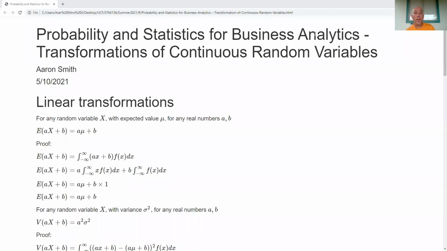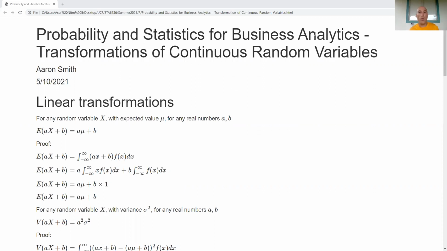Hi, in this video, we want to take a look at transformations of continuous random variables. The big idea here is that when I'm doing theoretical statistics, doing proofs, that type of analysis, I have a random variable, and for some reason, I want to modify things. I want to change things up because I'll get some other mathematical features that are desirable.